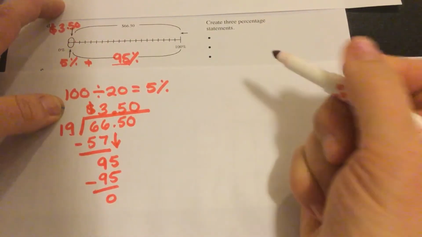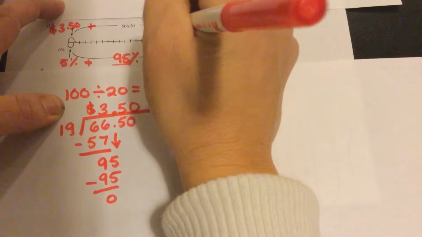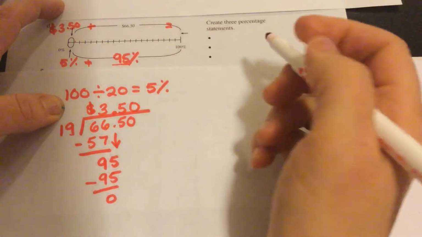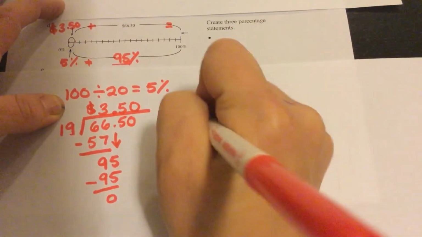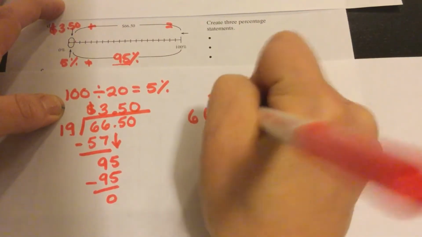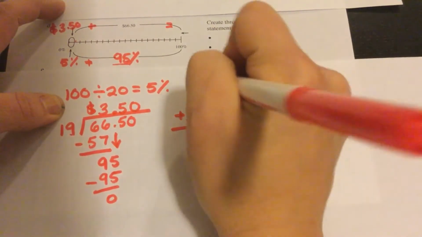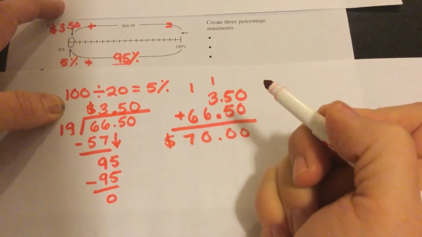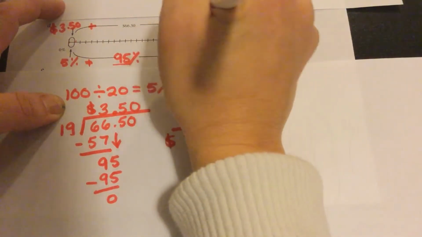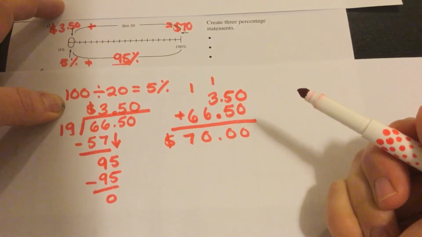To find the total, all I need to do is add $3.50 and then add the second part, which is $66.50, to find out how much 100% of the amount is. So I'm taking $3.50, I'm lining up my decimal places for $66.50 and finding the sum of those two amounts. When I do that, I get a total of $70. So I'm going to write in $70. In this case, I could write in the decimal place and the zeros, but it's not totally necessary.